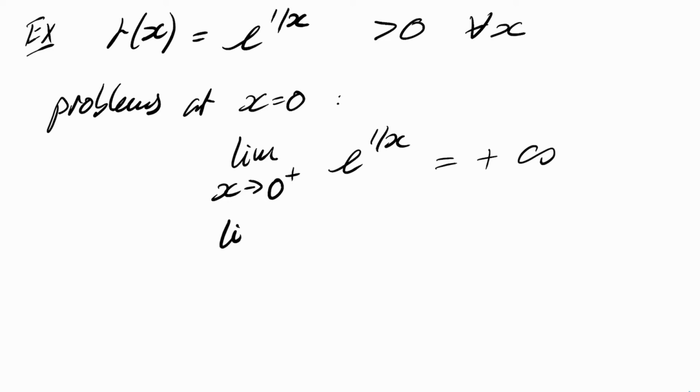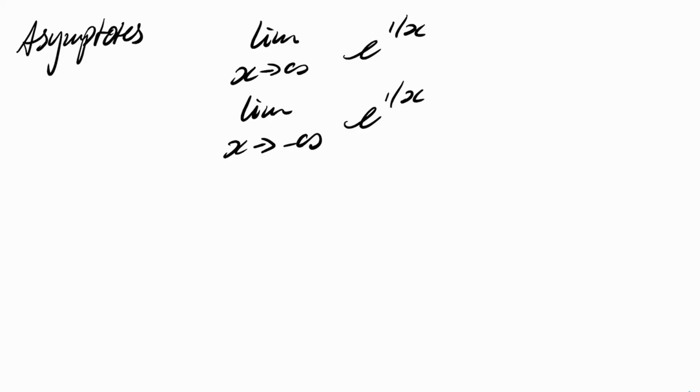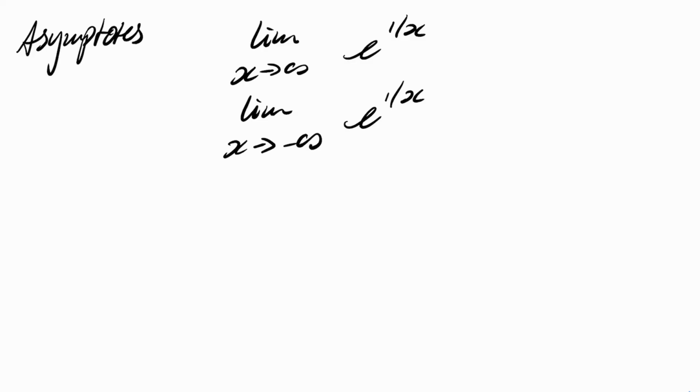Now, as we approach from the left, 1 over x is tending to minus infinity, and e to the minus infinity is 0. So we have then something around the origin which looks like this: the function tending to 0 on the left and tending to infinity on the right-hand side. So there's a discontinuity of the function. Now let's find the asymptotic behavior. As x is tending to infinity, 1 over x is tending to 0, and so e to the 1 over x is tending to 1. So these both then tend to 1.